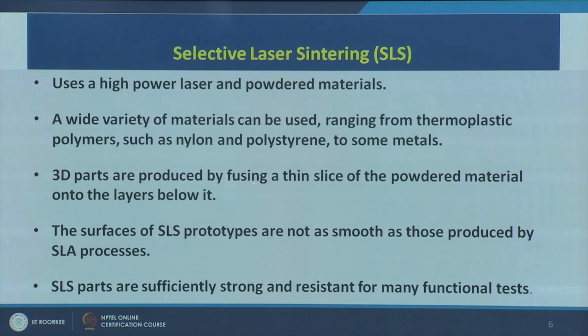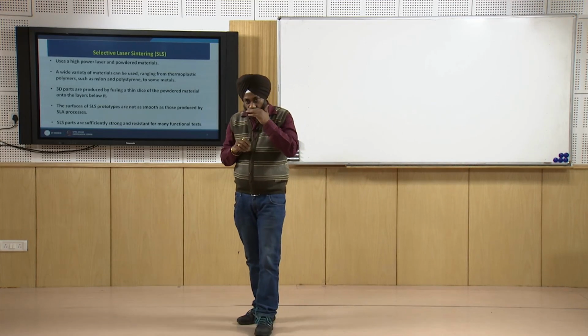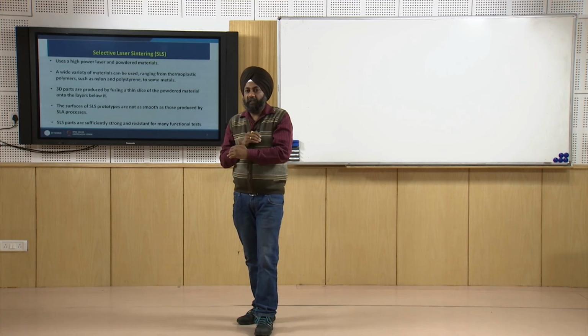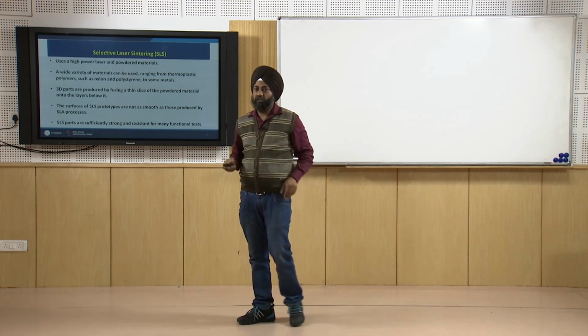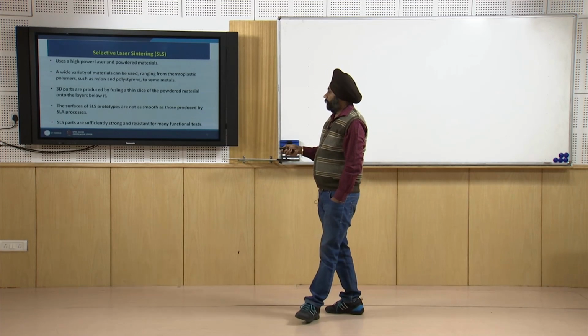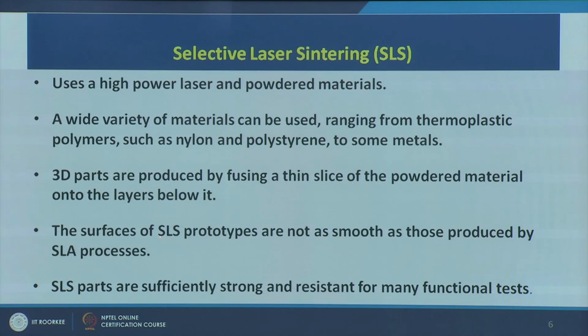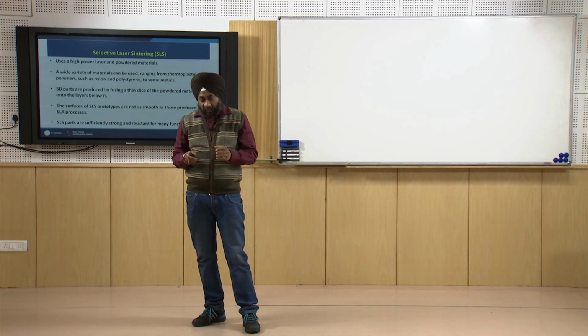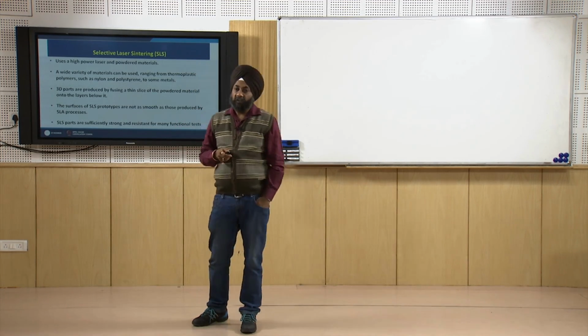3-dimensional parts are produced by fusing a thin slice of powdered material onto the layer. So we will try to fuse the material layer by layer so that we are able to get a 3-dimensional prototype. The surfaces of selective laser sintered prototypes are not as smooth as those produced by SLA processes. So surface finish in SLS is not that good. SLS parts are sufficiently strong and resistant for many functional tests. So the prototypes that you make using the selective laser sintering process are functional and can be used for carrying out different types of tests.